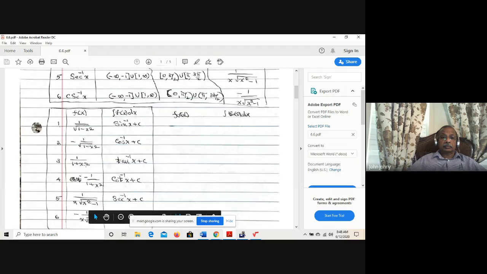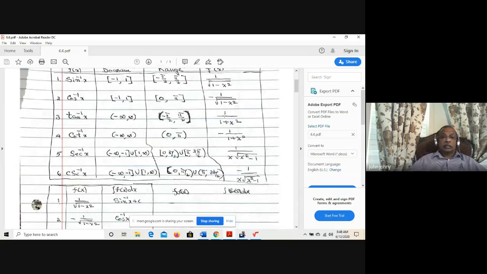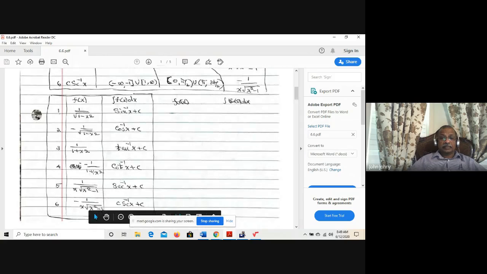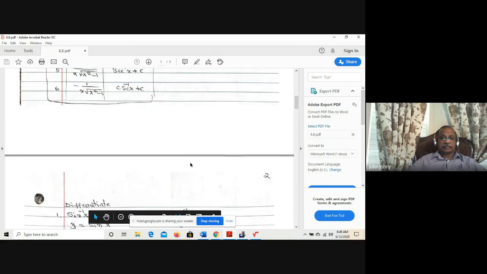Antiderivative of, sorry, did I say something wrong? Antiderivative of 1 over 1 plus x square is tan inverse x. Antiderivative of negative 1 over 1 plus x square is cot inverse x. And antiderivative of 1 over x times square root of x square minus 1 is secant inverse x. And that of negative 1 over x times square root of x square minus 1 is cosecant inverse x.